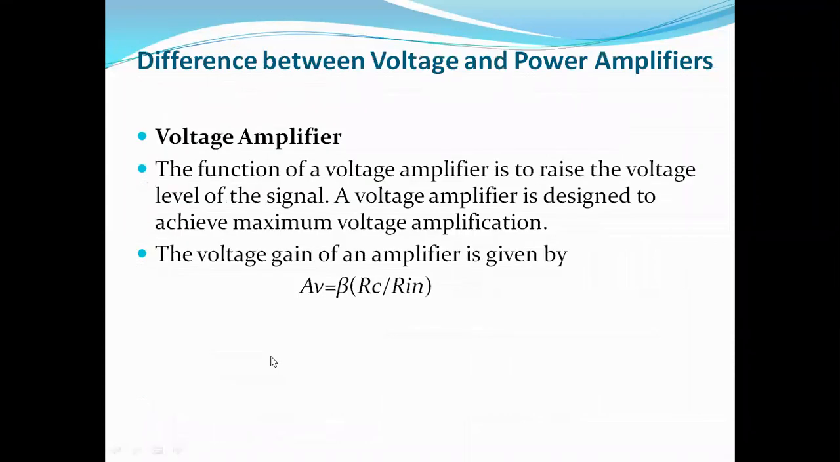And what is the difference between power amplifier and voltage amplifier? If you take a voltage amplifier, what is its function? The function of a voltage amplifier is to raise the voltage level of the signal. In order to increase the voltage level, we use a voltage amplifier. Okay. So a voltage amplifier is designed to achieve maximum voltage amplification. In order to get maximum voltage, we use a voltage amplifier. And the voltage gain of a voltage amplifier is AV = beta * RC / RIN.